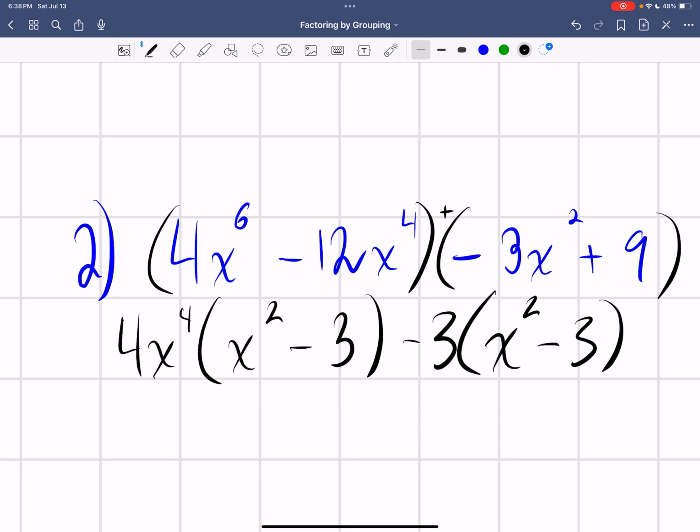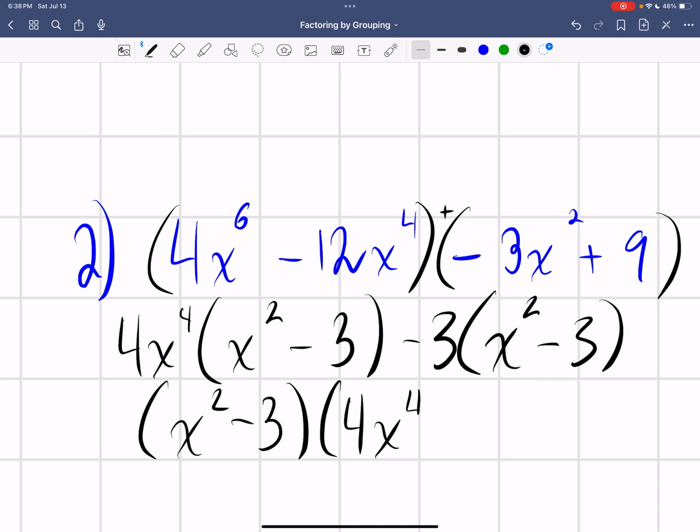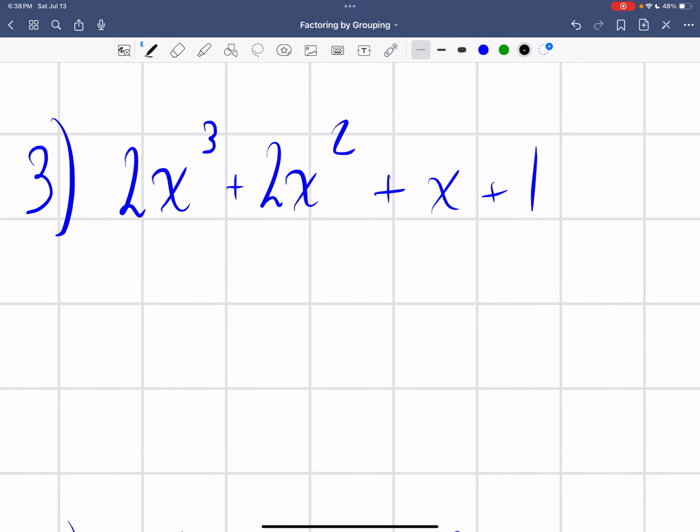Our final answer, our first factor is the thing that appeared twice, x squared minus 3. Our second factor is the stuff on the outside, 4x to the 4th minus 3. And we're done. On to the next one. So here we see 4 terms. Let's try grouping, see if it works. We'll group the first 2 and we'll group the second 2 terms.